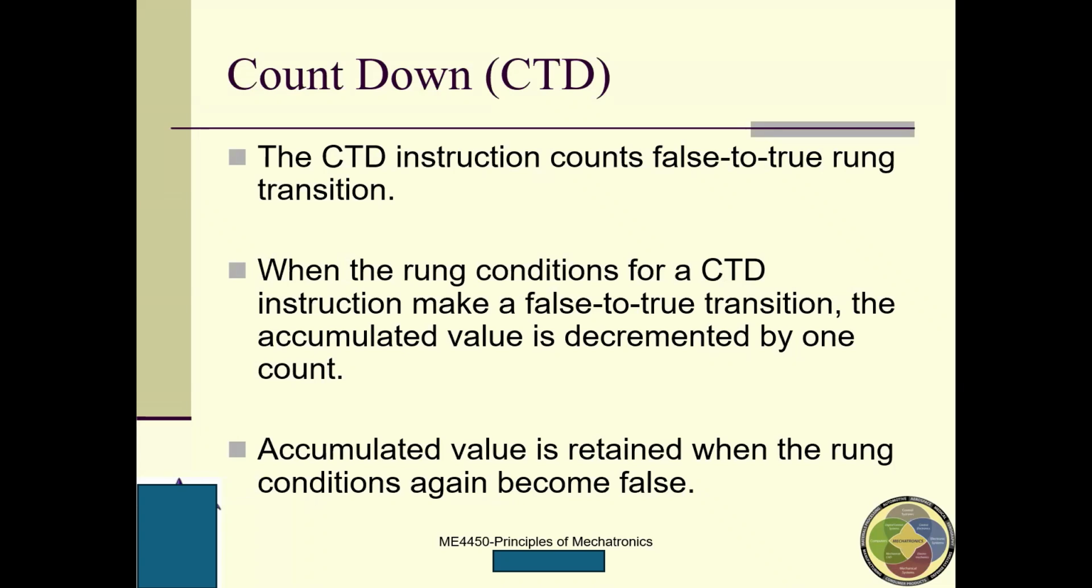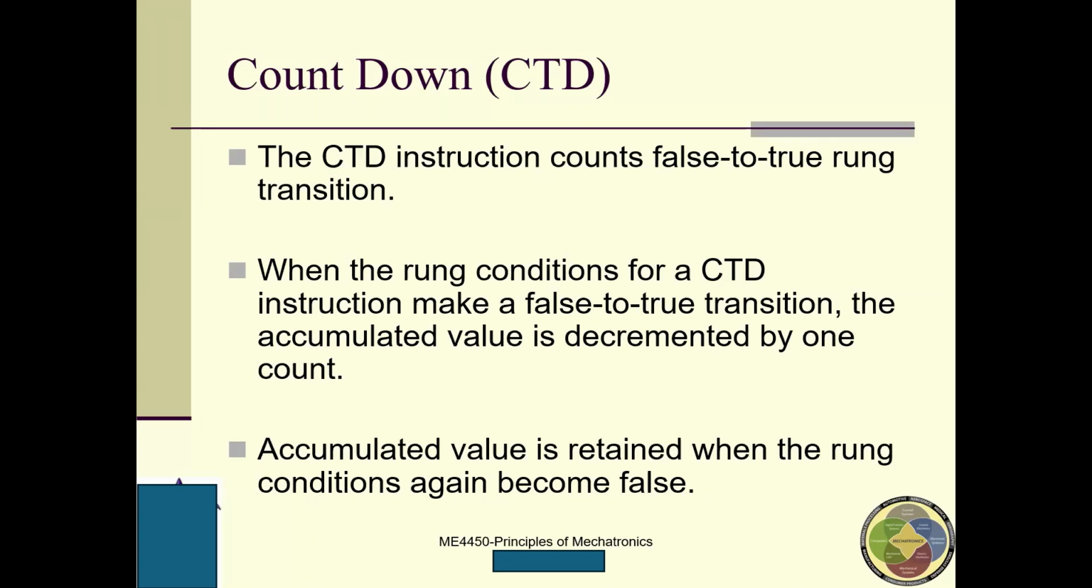Because based on my teaching experience, when I ask this question in quiz 2 or exam 2, some students tell me that counter up only counts the false to true transition and counter down only counts the true to false transition, and this is wrong. It is very confusing if you do not pay attention, because for the timer we have this difference, but for the counter, no. Both CTU and CTD only count the false to true transition.